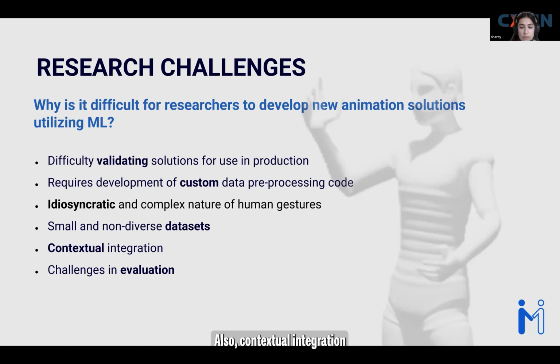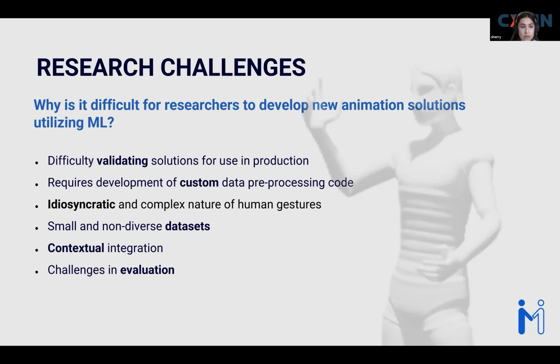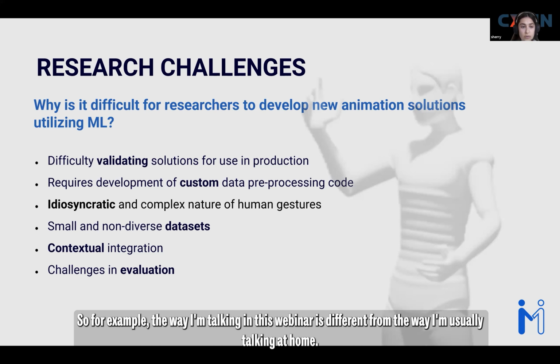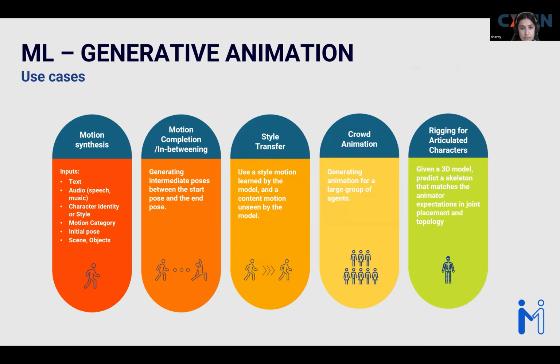Also, contextual integration. Gesture generation requires a deep level of understanding of conversational settings, speaker identity, emotions, semantic content, and environmental factors. So for example, the way I'm talking in this webinar is different from the way I'm usually talking at home. So that's the environmental factor. Also, there are challenges in evaluation. So objective metrics are currently unable to fully assess the semantic depth and motion quality. Next slide.